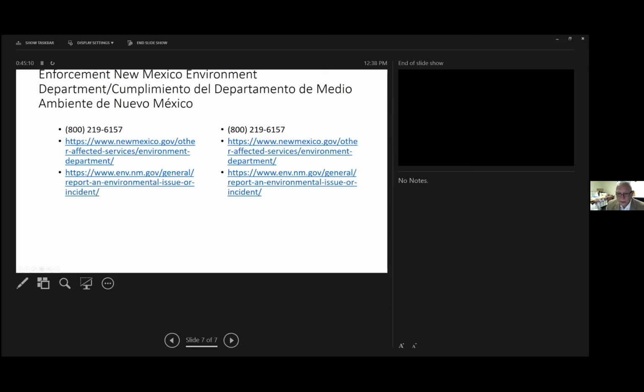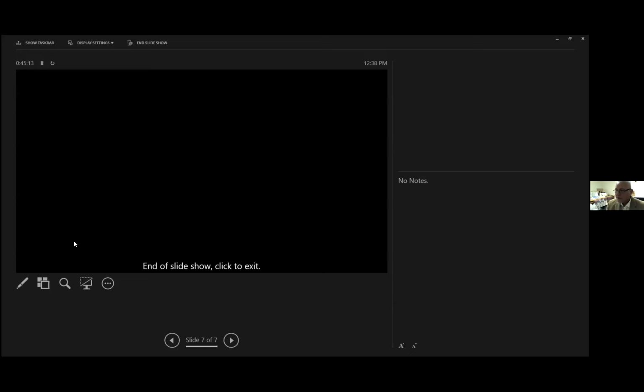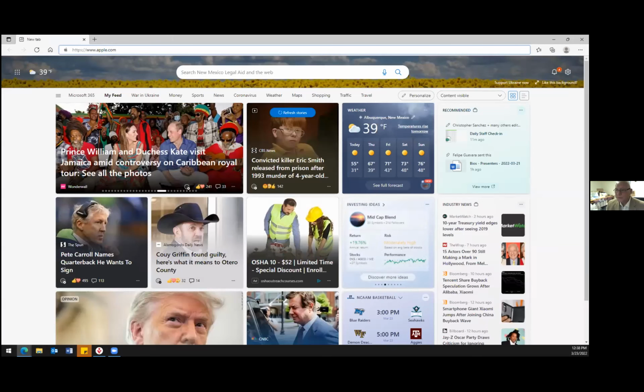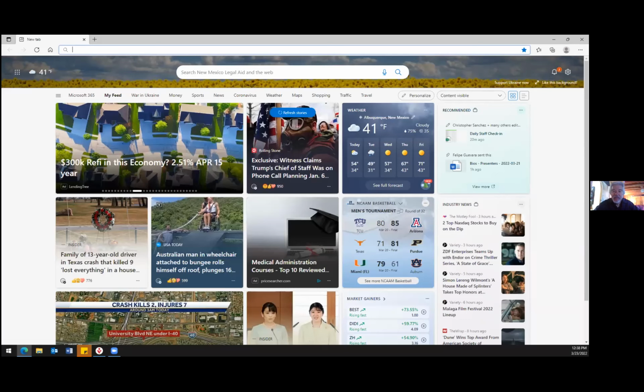I'll try to stop sharing my slide. And then let me see if I can toggle back. Ismael, if you can do the stop screen share button, that will allow the next presenter to share their screen.